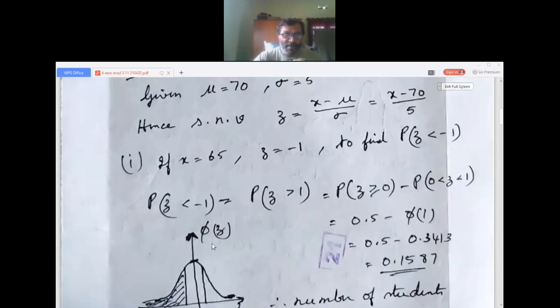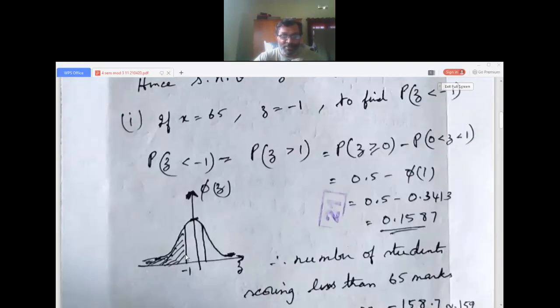P of z less than minus 1 is the shaded portion. The symmetry of that will be the unshaded portion here. I have put the line here, more than 1. So P of z less than minus 1 is nothing but P of z greater than 1. The symmetry of that comes this side: z equals minus 1 this side, but here by symmetry this side, P of z greater than 1.